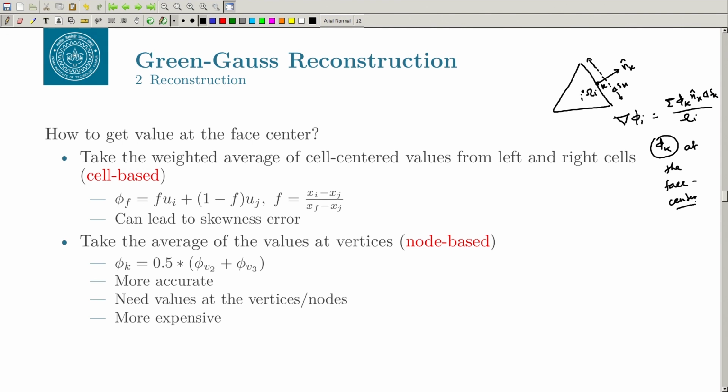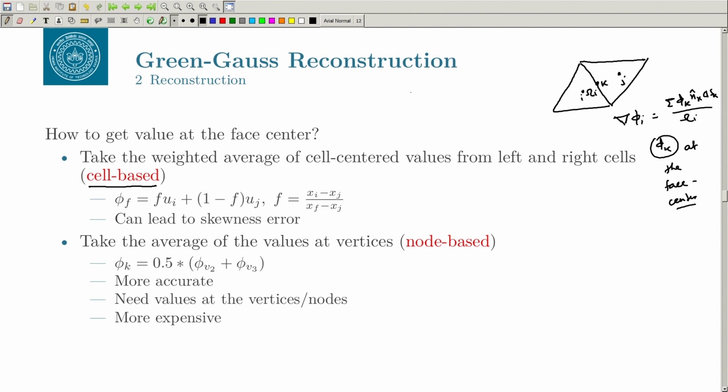So, there are two ways to get the value at the face center. One is just the cell based, right. What we do is that we have information about the neighboring cell. If I can just draw this line here, I want the value at k. So, if you have, let us say, I and j here, this is my I and j, and we want the value at k, which is at the center here.